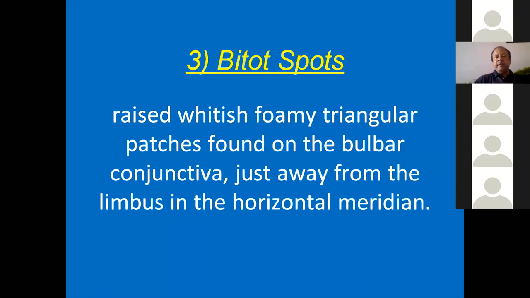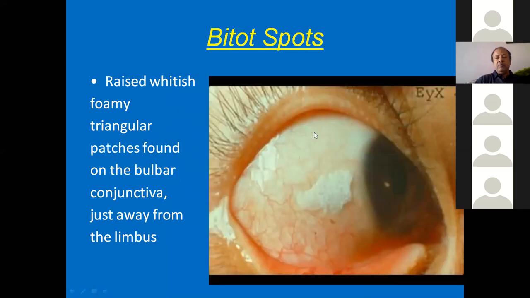Third stage, Bitot spots, which are raised, whitish, foamy, triangular patches on the bulbar conjunctiva. Here you can see Bitot spots. This is the third stage.